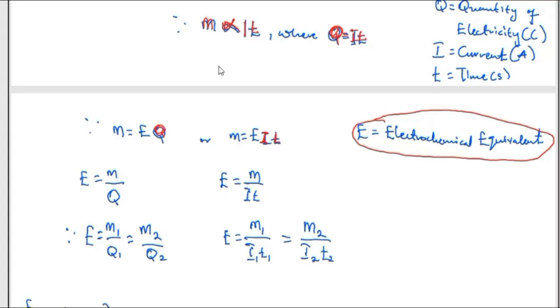On your right hand side here, it's still the same thing we are looking at, but this time around we have changed our Q to IT. That is it, as simple as that.